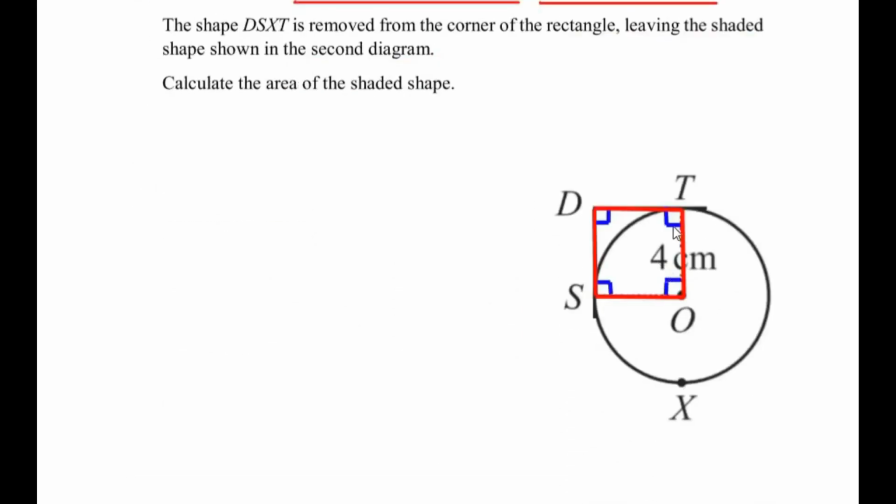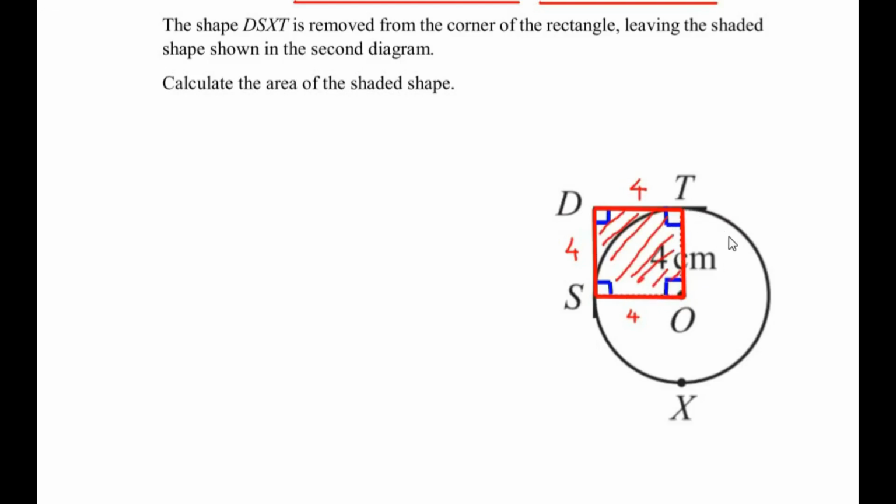Now OT is a radius, 4 cm. So OS is also a radius, so we can take this also as 4 cm. And since we are considering this as a rectangle or a square, I will consider it as a square. So opposite sides will be equal. So since OT is 4 cm, SD also becomes 4. And since OS is 4 cm, DT also becomes 4. So now this area is got. That is, we can consider this as the area of a square.